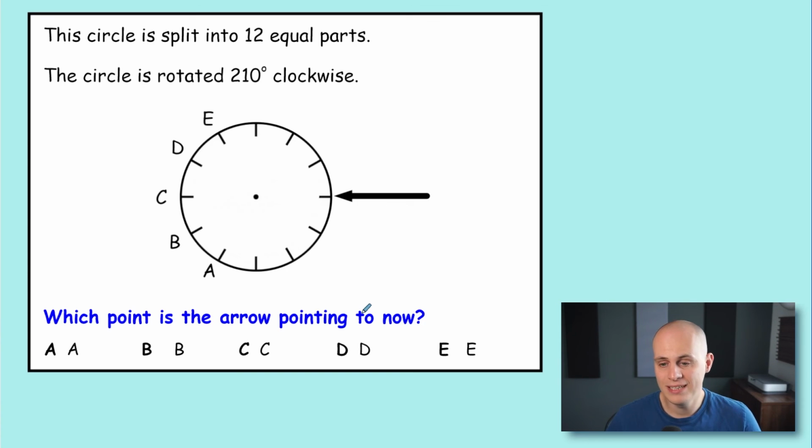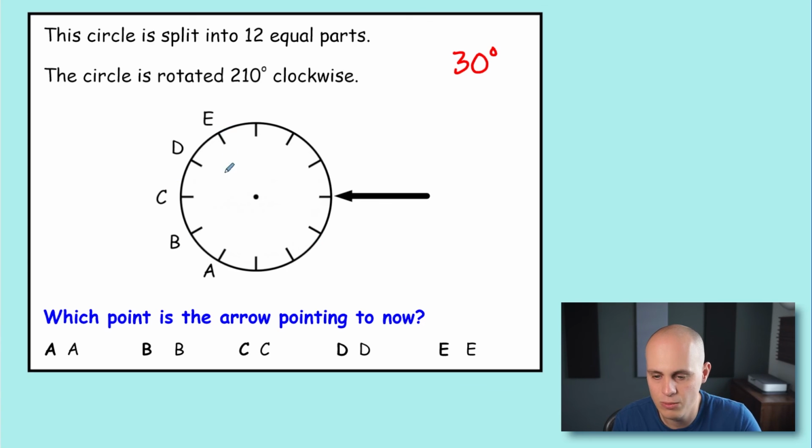This circle is split into 12 equal parts. Well, that's perfect because we already know that when we have 12 equal parts, just like the clock, each part is worth 30 degrees. I'm starting to learn now the degrees for different amounts of parts. The circle is rotated 210 degrees clockwise. Which point is the arrow pointing to now?